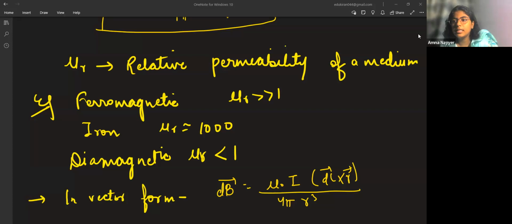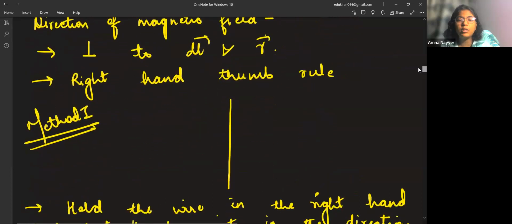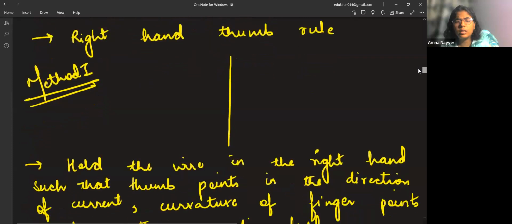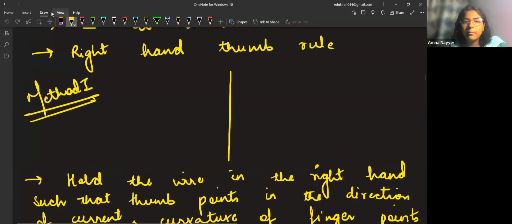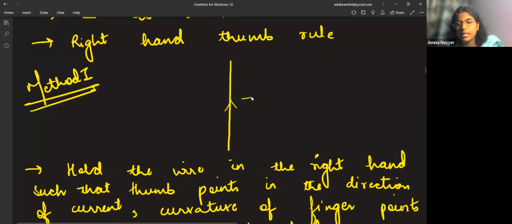Okay. Please pay attention to direction, class, because direction will be used throughout and we have to discuss it once only. You can note this down later. First, listen to the method. There are two methods which we'll be discussing. Suppose this is the direction of current. The first method is the right hand thumb rule, so you have to use your right hand only.